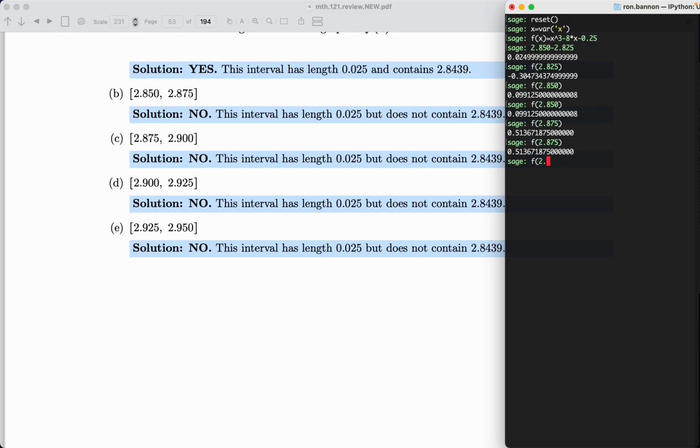Now I'm going to do 2.9. It's pretty easy to type this in, positive number. If you do the next one, 2.9 is a positive number, and then 2.925. I'll put that in for you. What do you get there? Still a positive number. The last one, f of 2.925, we just did that, positive number. And then the other one, 2.950. Positive number, all right?